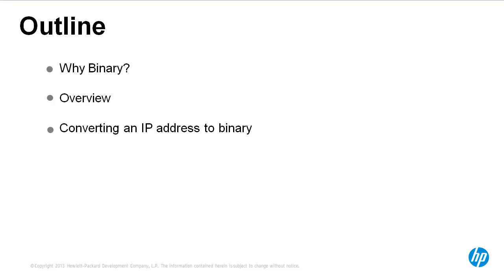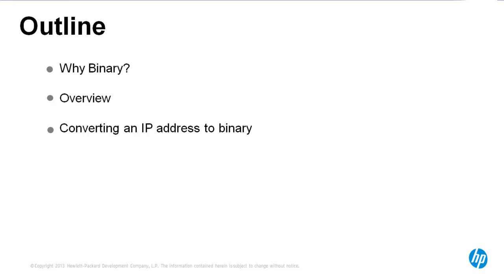And lastly, I'm going to show you how to convert an IP address in dotted decimal notation to binary and translate it back again. This is very similar to translating from one language into another. So for example, translating English to French. In this case, we're taking a dotted decimal notation IP address and converting it to binary format and back again.